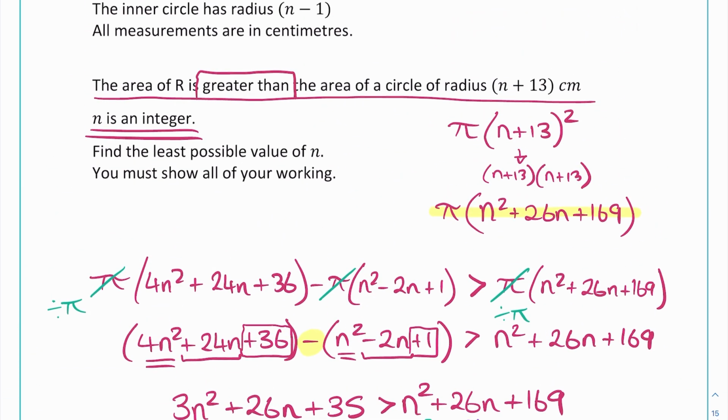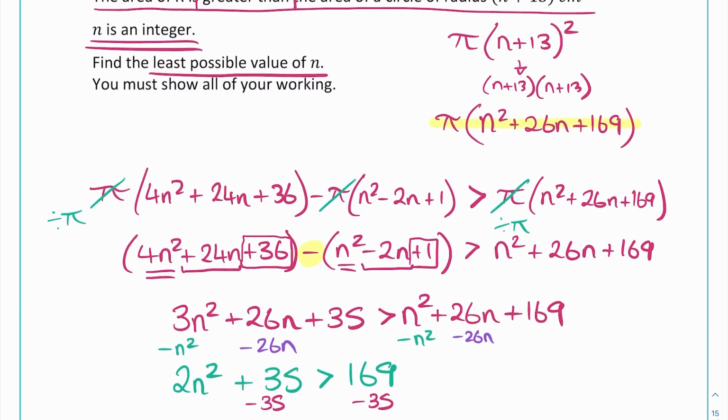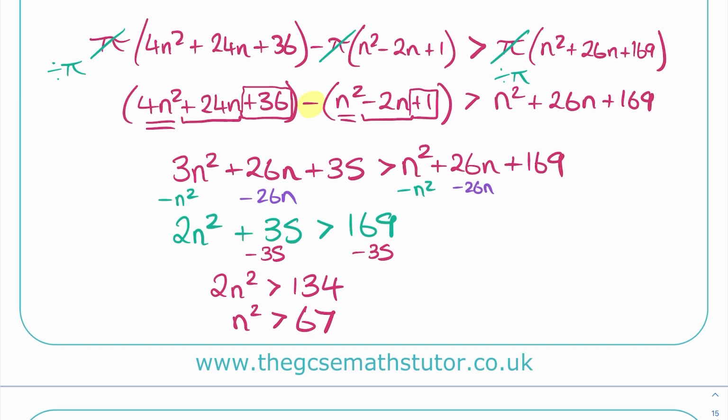And it did say find the least possible value of n. Well, 8, not big enough, we can't have that, but 9 does give us an answer bigger than 67. So our answer here would have to be 9. There we go. So we could say n equals 9. We could just write it like that.